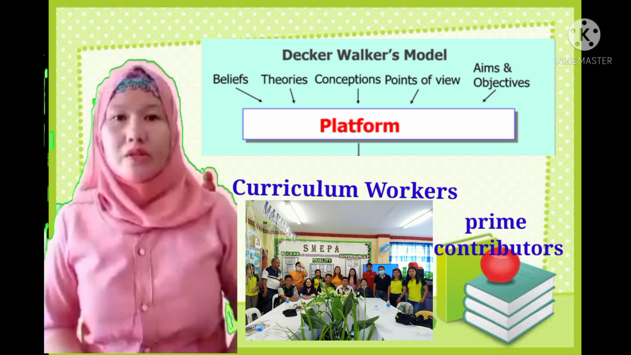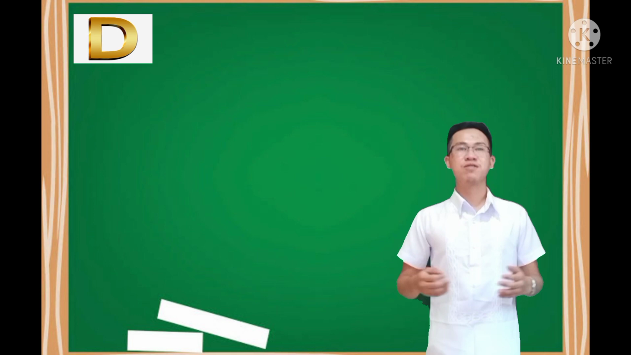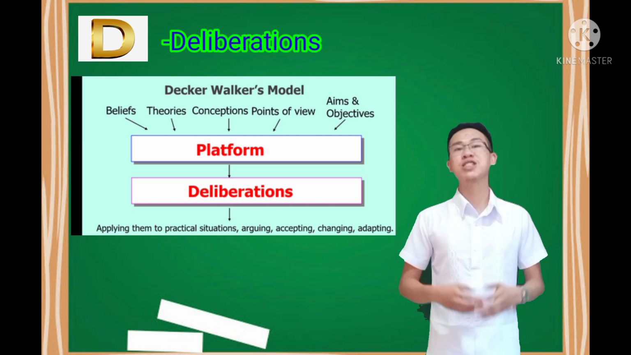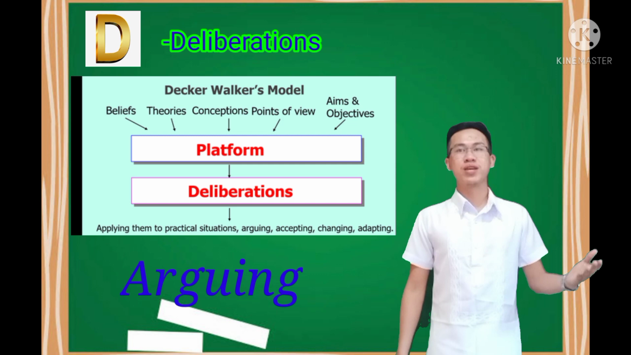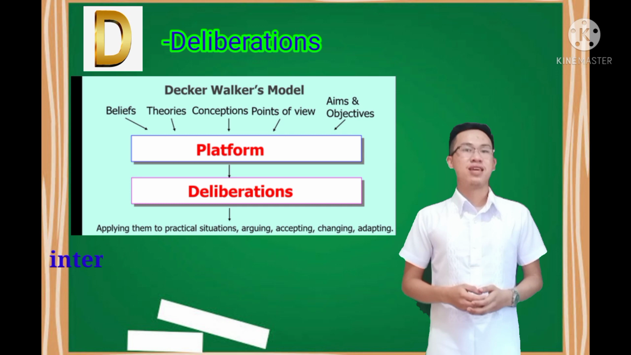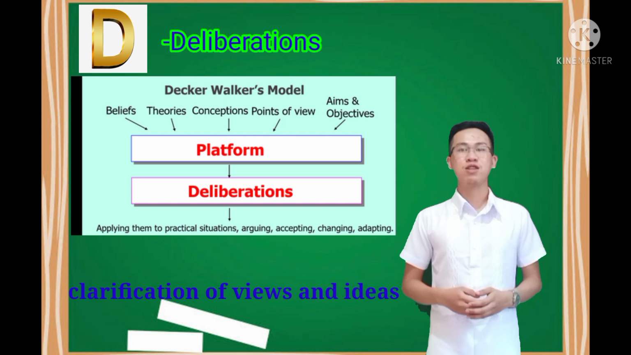In phase 2, D is for deliberations. Deliberations, on the other hand, involve identifying which facts are needed for means and ends, generating alternatives, and considering consequences of these alternatives, applying them to practical situations, arguing about, accepting, refusing, changing, and adapting. Interaction between stakeholders begins, and views and ideas are clarified in order to reach a consensus, a shared vision.